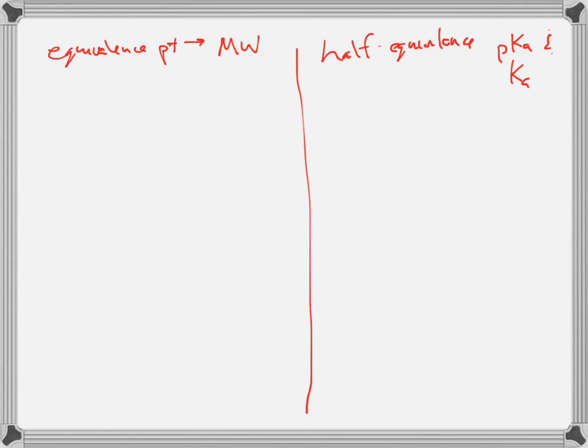Okay? So, how do we get from each of these things? What kind of calculations would I expect? So the equivalence point takes us to the molecular weight. How? What did we do to get to the equivalence point?